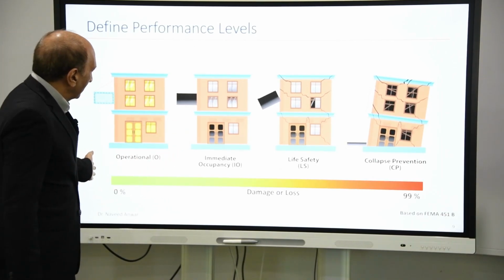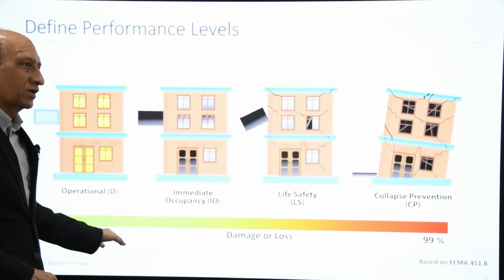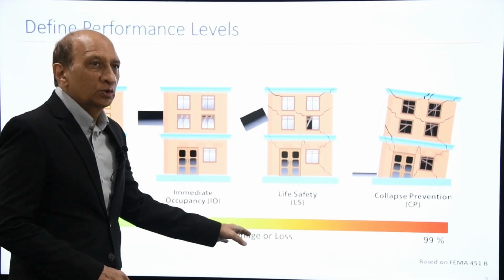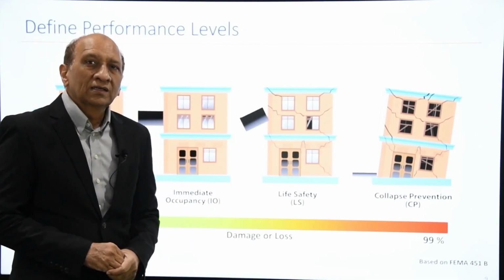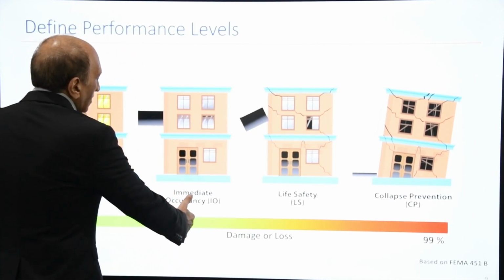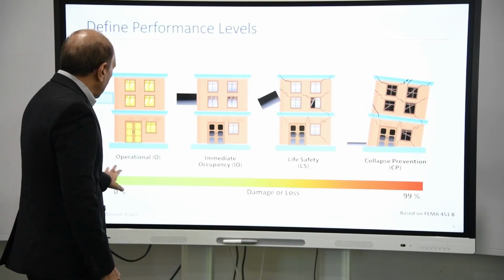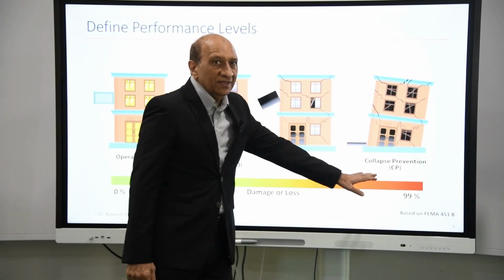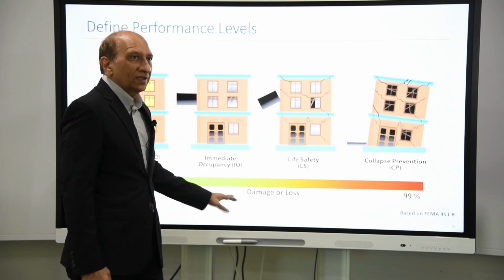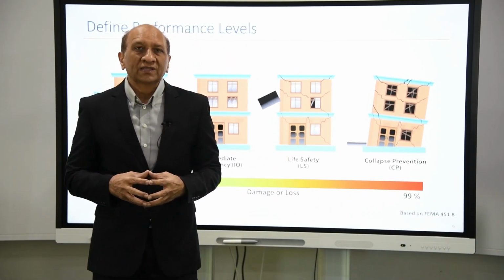We can also link them to damage or loss. And this is quite important because this will then bring us to other discussion on resilience when we talk about that. That means what kind of loss or damage are we expecting at each performance level? So here, 0% loss. Here, everything is gone. And here, somewhere in between. So that's another indicator that we can put along with this performance indicator.